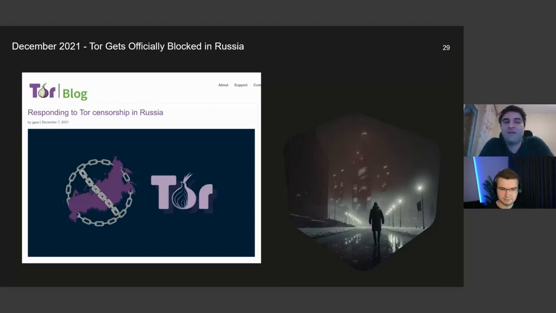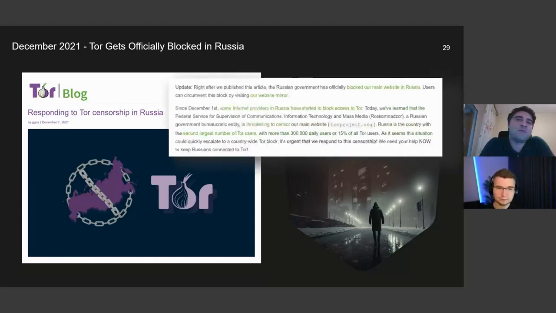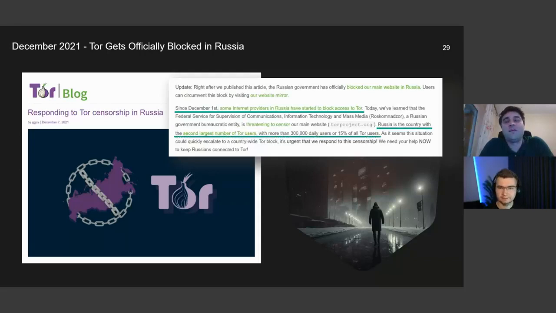It all started in December 2021 when the Tor network was blocked in Russia. Basically, you couldn't access the Tor network in Russia. Some internet providers made an attempt to start blocking the Tor network, and the problem is that Russia is the country with the second largest number of Tor users, like 300,000 users daily. It's like 15% of all Tor users. So it became a problem.